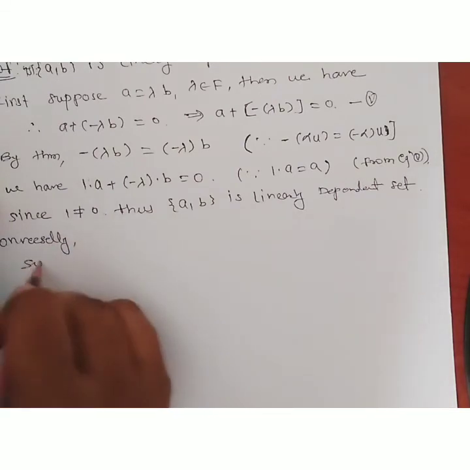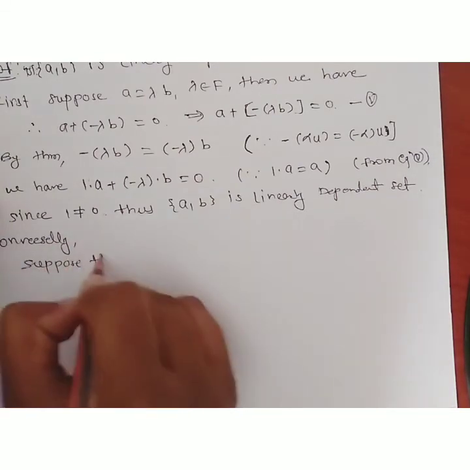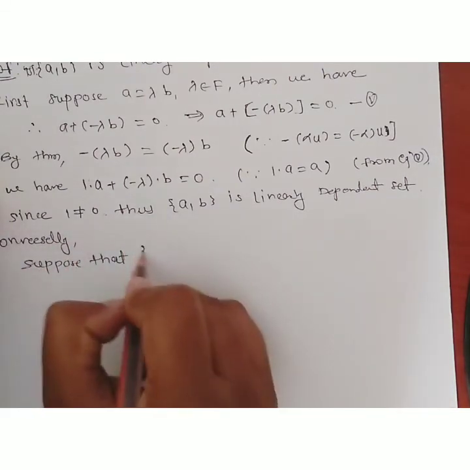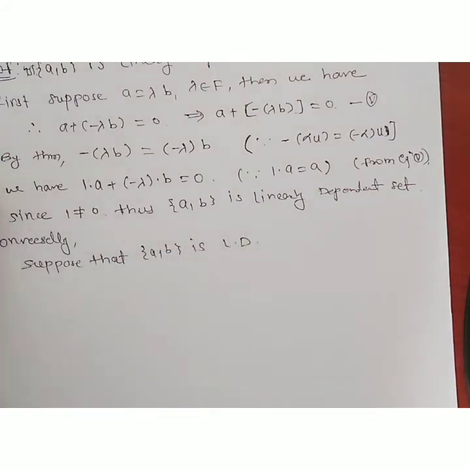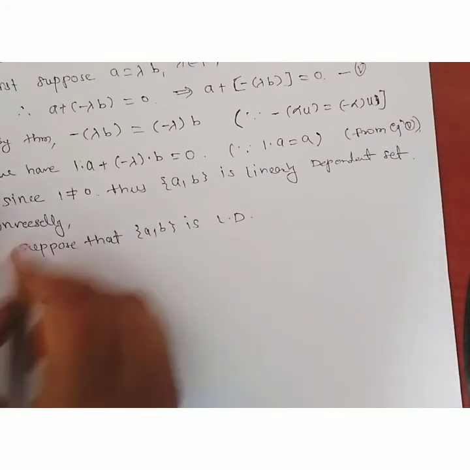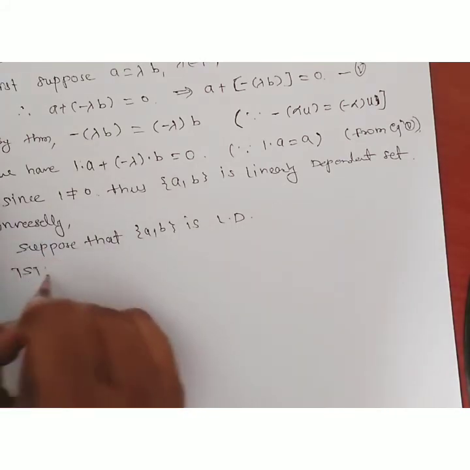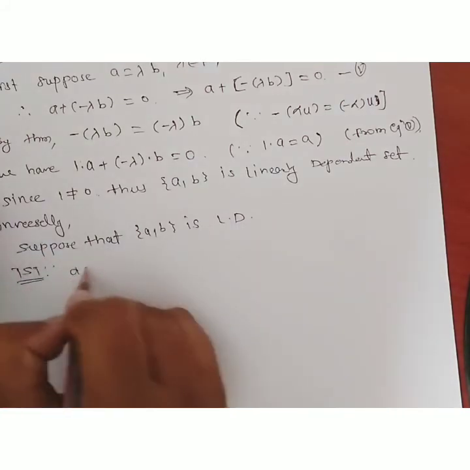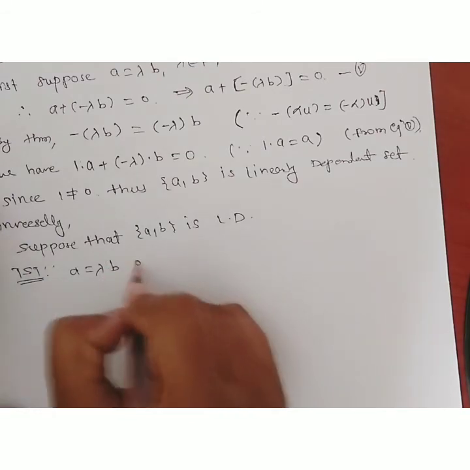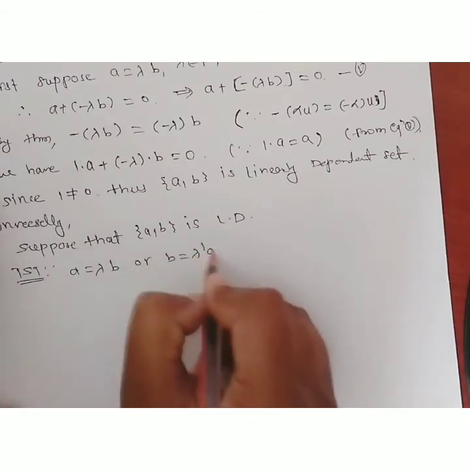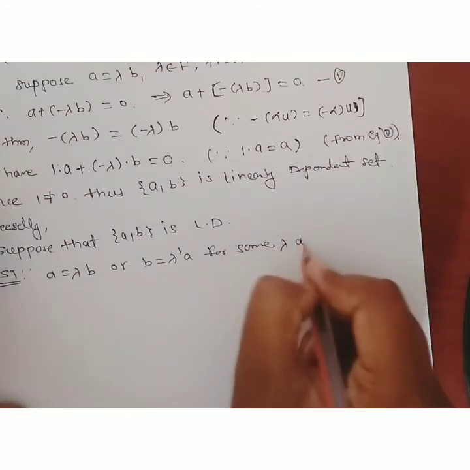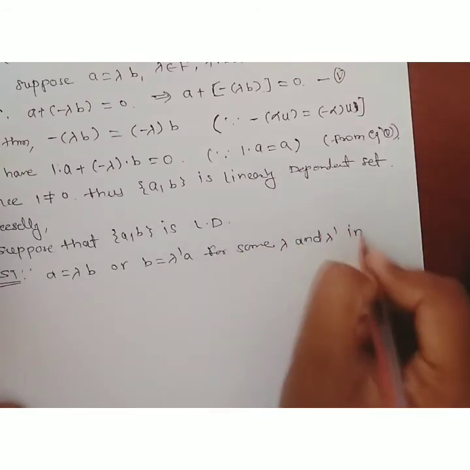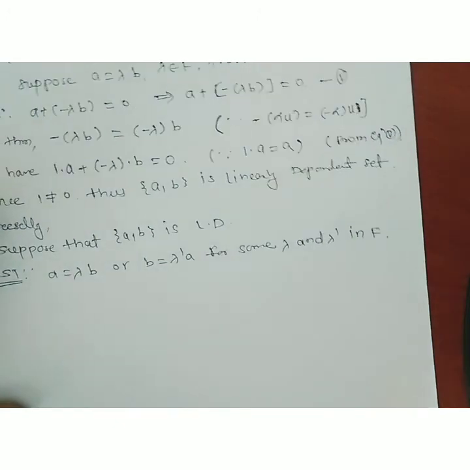Suppose that this set {a, b} is a linearly dependent set. Then what do we have to show? We have to show that a is equal to lambda b or b is equal to lambda dash a for some lambda and lambda dash in the field F.